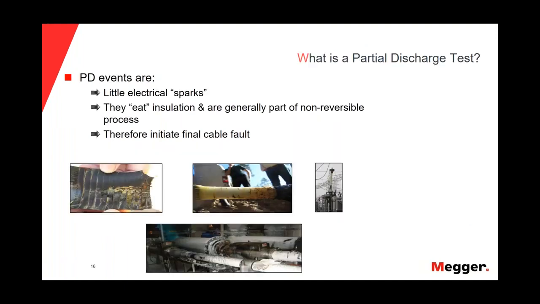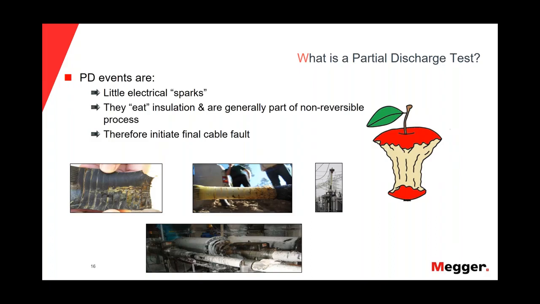Now, let's continue with the third method, that is the partial discharge test. Partial discharges are little electrical sparks, and they eat the insulation of the cable. Generally, I will say, partial discharge is a non-reversible process. We have exceptions for this, okay? For instance, in paper-insulated cables, we have exceptions. But normally, in general, we will say that partial discharge is a non-reversible process. Therefore, they will initiate the final cable fault.